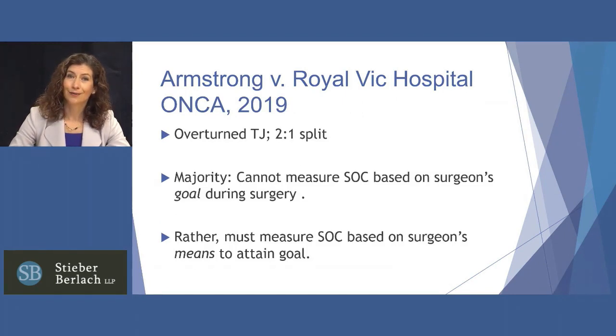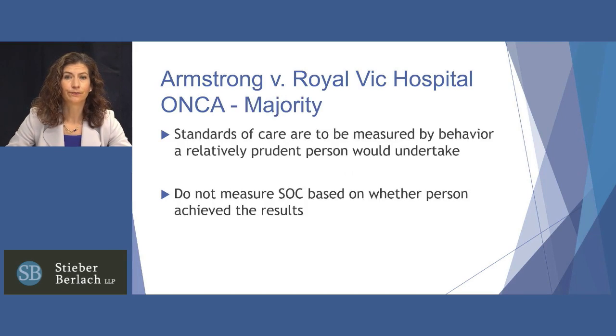So perhaps not surprisingly, this went to the Ontario Court of Appeal last year, and it was a split decision which overturned the trial judge's reasoning and decision. And we'll talk about that in a little more detail. As an overview, the majority held that you can't measure whether a surgeon met the standard of care or not based on the surgeon's goal during the surgery. Rather, you have to look at what the surgeon did to achieve that goal. So in this case, I think the goal is not to harm the plaintiff, not to cause a blockage to the kidney. So what steps did the surgeon take to achieve that goal?